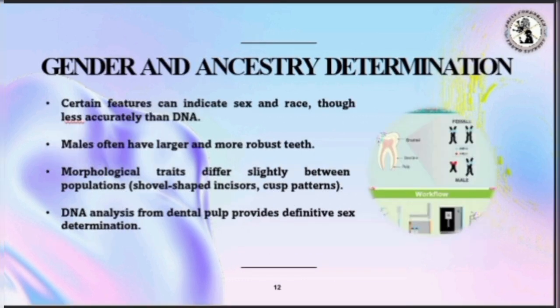Gender and ancestry determination. Certain features can indicate sex and race, though less accurately than DNA. Males often have larger and more robust teeth. Morphological traits differ slightly between populations. DNA analysis from dental pulp provides definitive sex determination.